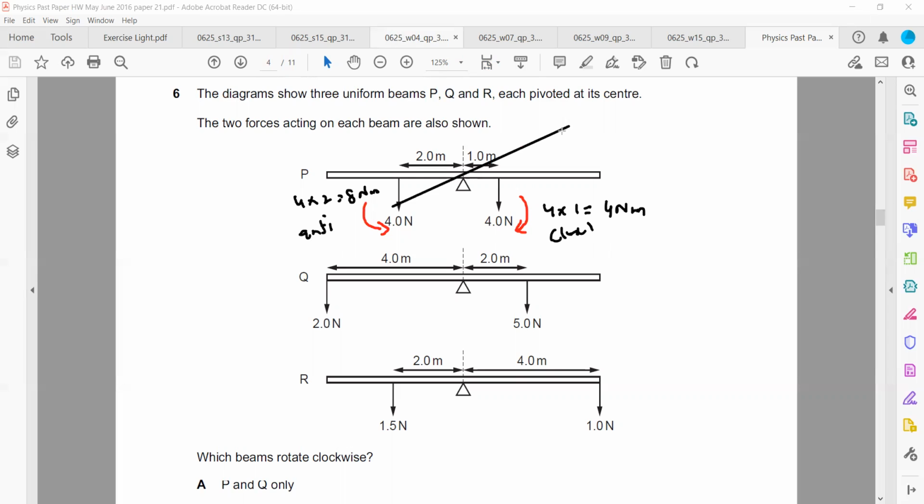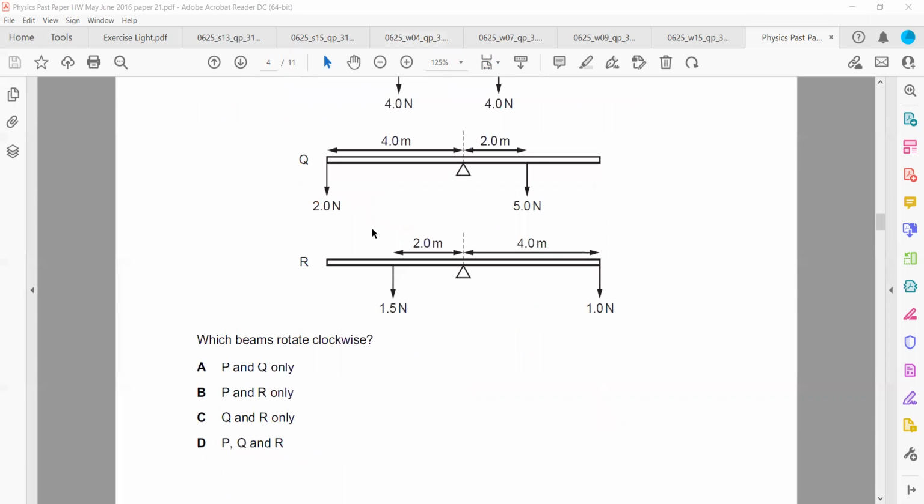Means the next position of the beam will be like this. The beam will rotate anti-clockwise because the anti-clockwise moment is more than the clockwise. So it won't rotate clockwise, it will rotate anti-clockwise. So P cannot be an answer. When you check the options, options which have P cannot be an answer, because P is rotating anti-clockwise. So it cannot be A, it cannot be B, it cannot be D. So we are left with only C.